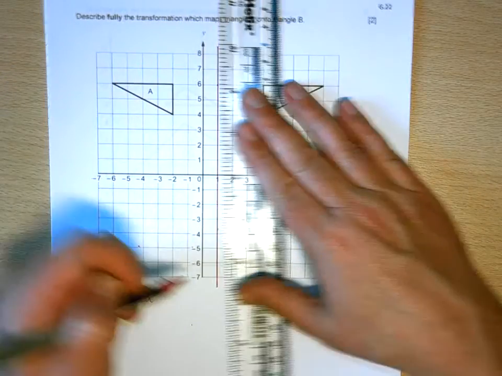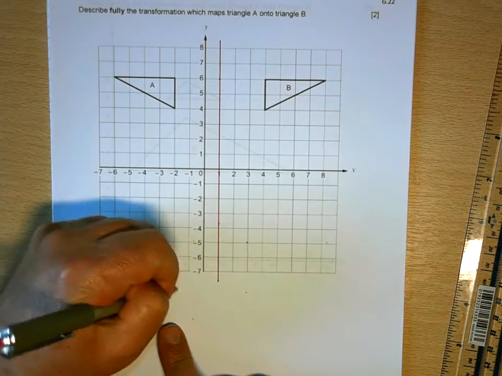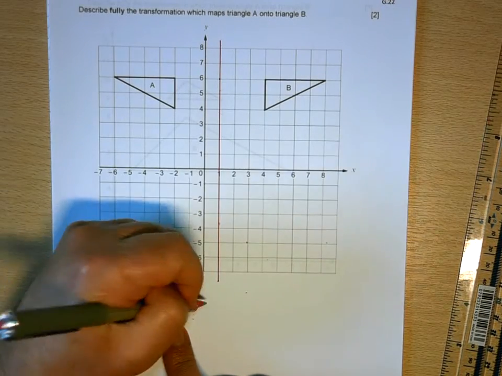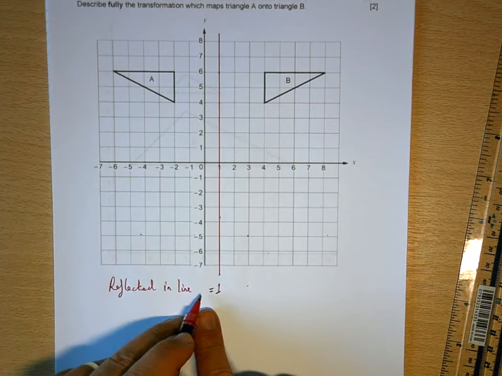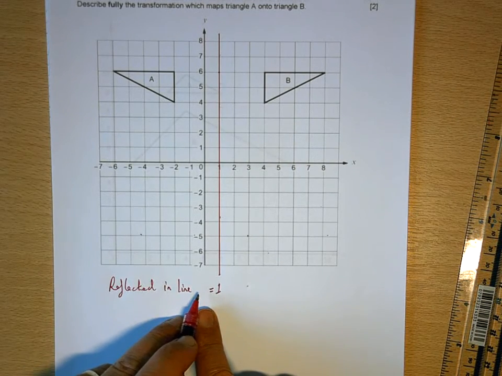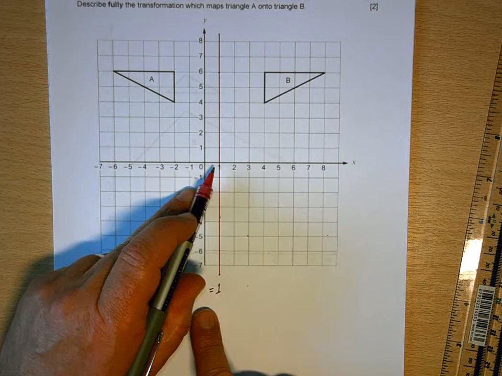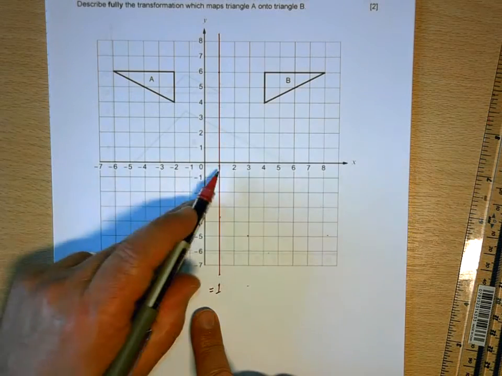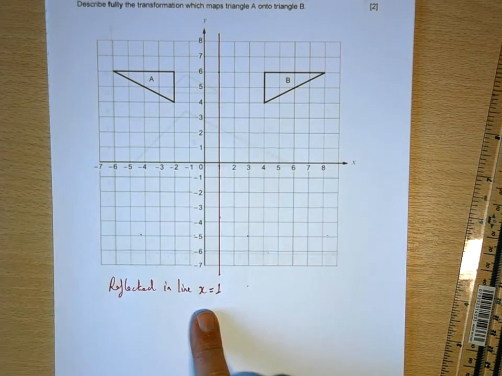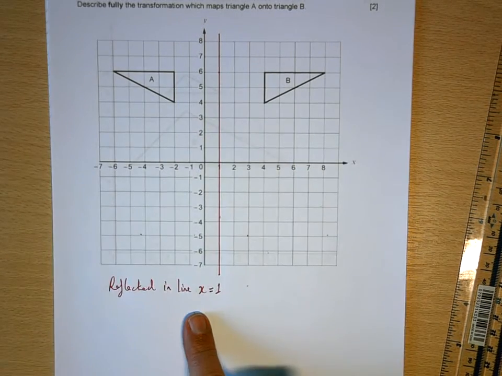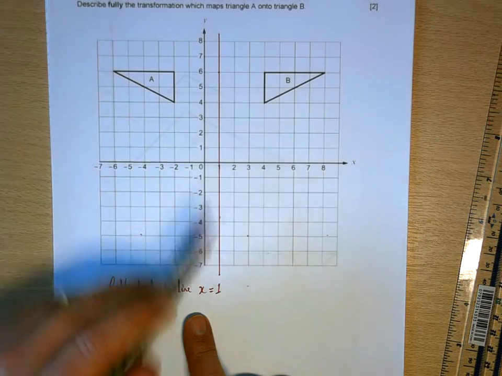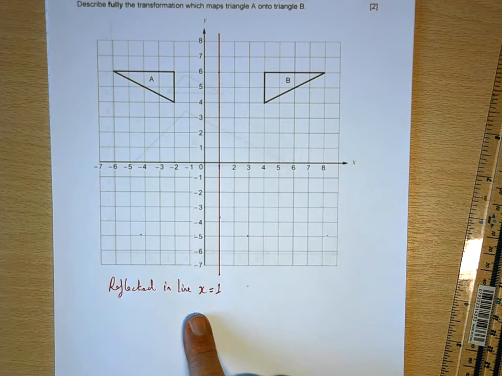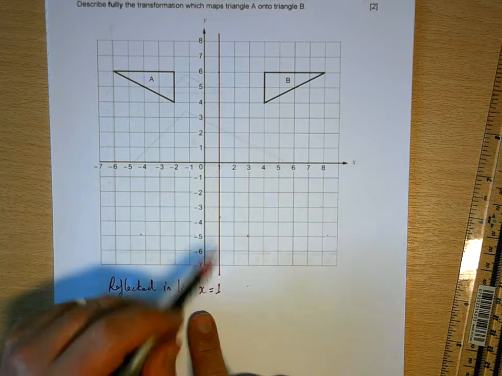So in line equals 1. So the last thing I need to remember is whether it's an X or a Y. It's going through the X coordinate, 1. So it's an X. So reflected, because it's clearly been flipped. Where's the mirror line? Halfway between. It's going through a 1 coordinate. Is it X1 or Y1? It's X equals 1.